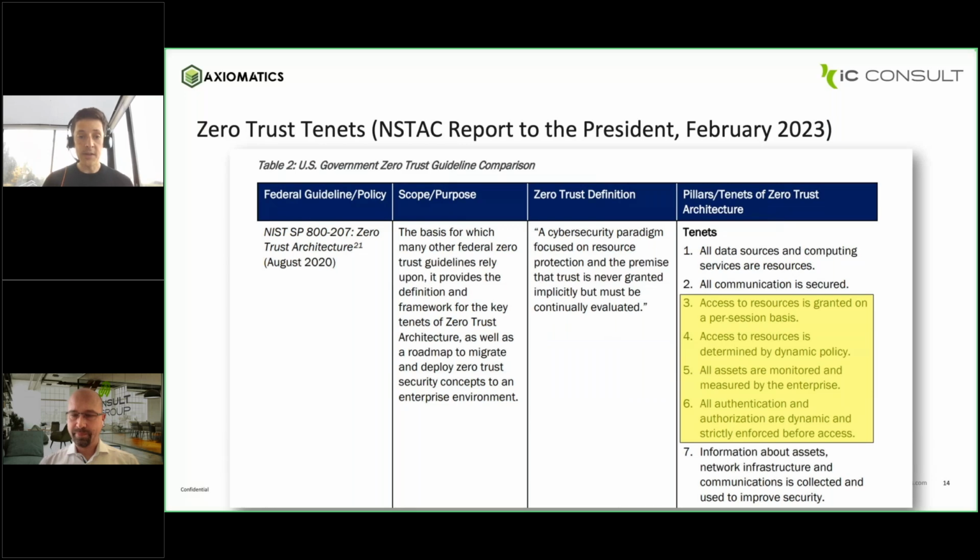So there are 7 different tenets that come from NSTAC. NSTAC is the group responsible for telecoms in the US. And of those 7 tenets, number 3, 4, 5, and 6 are all related to access control.